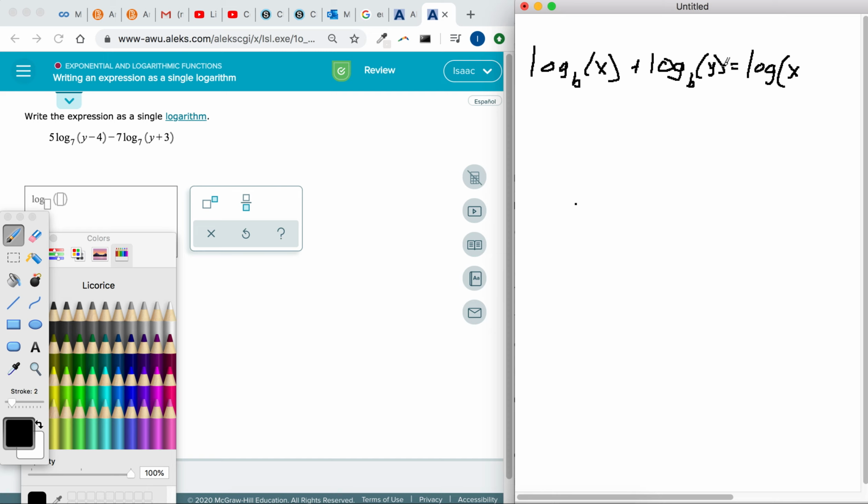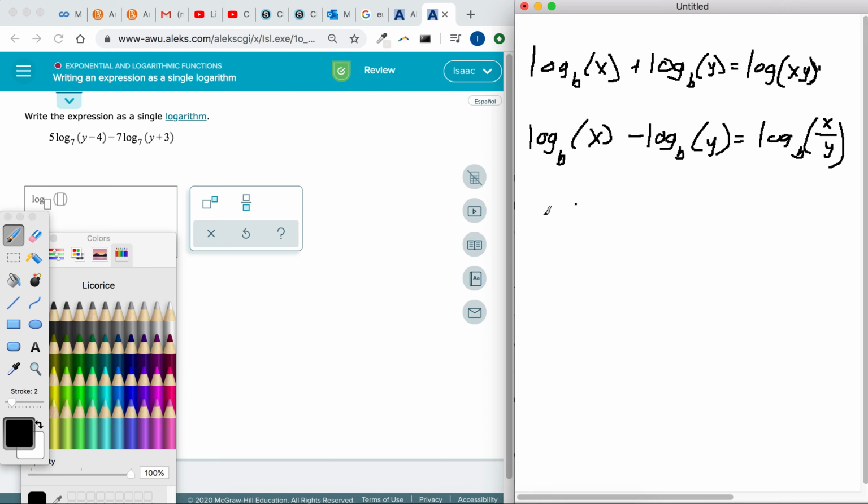The arguments of the logarithms just have to multiply, so that has to be x times y. Or if you have log base b of x subtracted by log base b of y, again you can condense them. Log base b, except it's x divided by y. Okay, if you're subtracting two logarithms of the same base, you can rewrite it as a log base b of x divided by y. The two arguments can divide with each other instead of multiply.